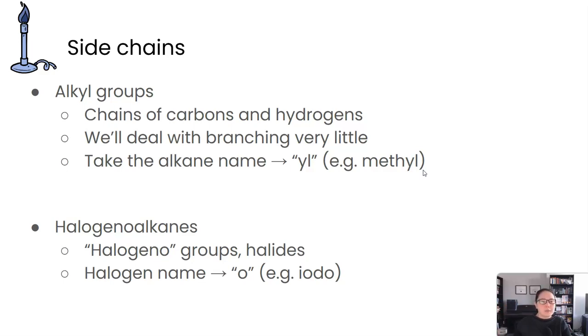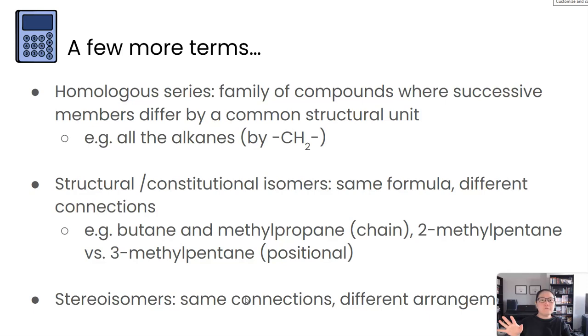The other type that you're going to see in this lesson are going to be halogenoalkanes. So you'll have halogeno groups, which are basically halogens. Sometimes I also refer to them as halides. And in that case, it's basically just a halogen attached, and then you take the halogen name and add -o to the end, and that's the side chain name. If you remember, halogens typically only form a single bond. So you're not really going to have more chains that evolve from where that halogen is. So fairly simple.